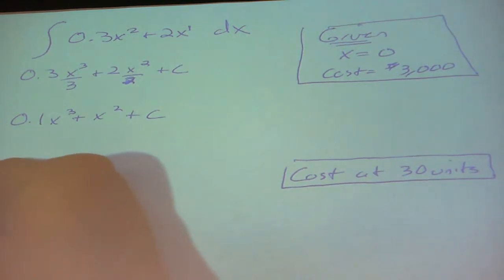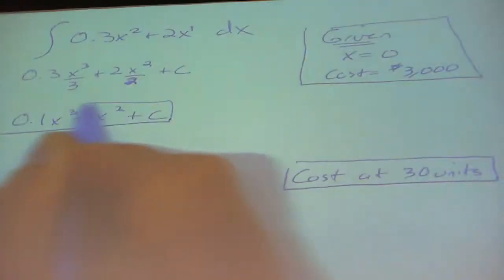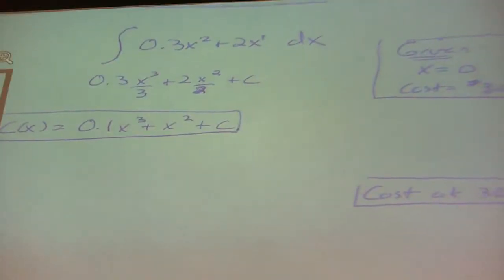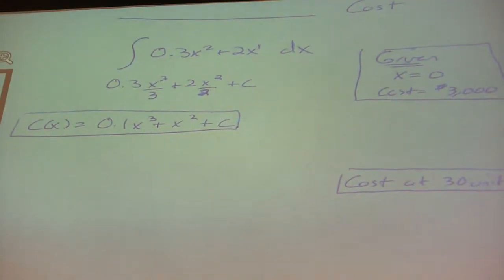This is my cost function. So I took it from marginal cost to cost. So imagine telling your boss, hey boss, I figured out our cost function. You take 0.1 times how many units cubed plus our units squared plus something. What's your boss going to tell you? You're fired. Okay? You can't say plus something. That doesn't make any sense, plus something. So we need to figure out what that something is.